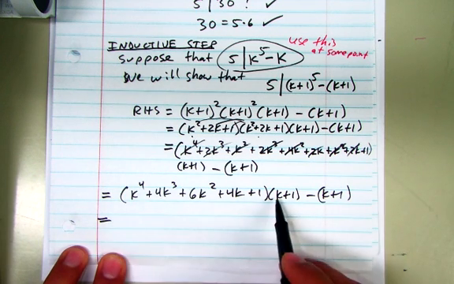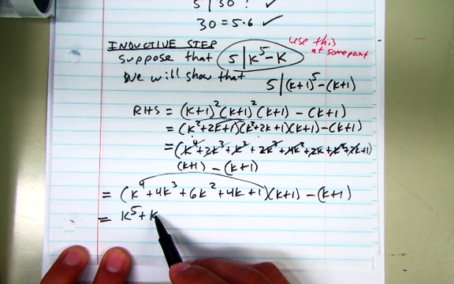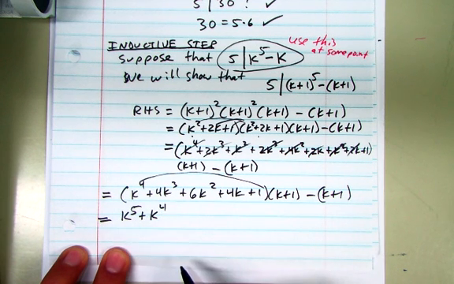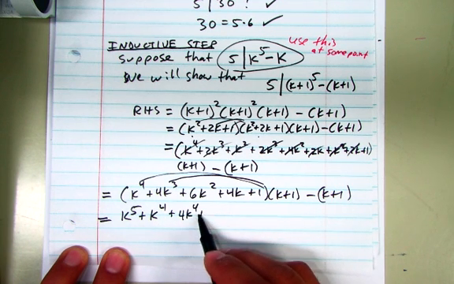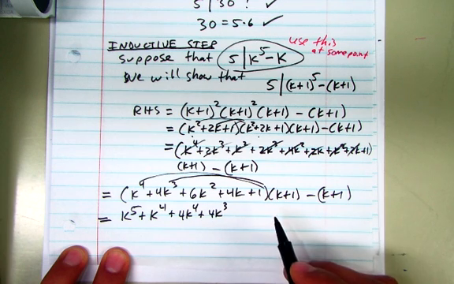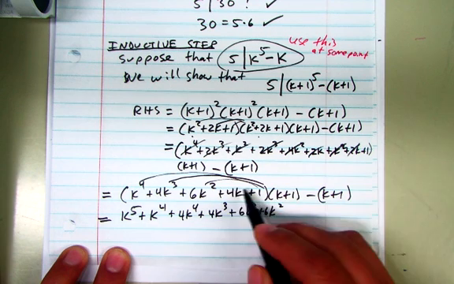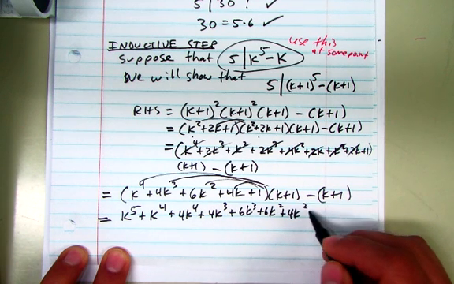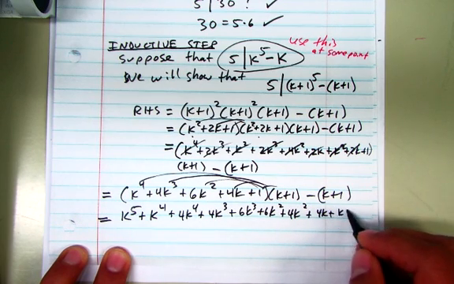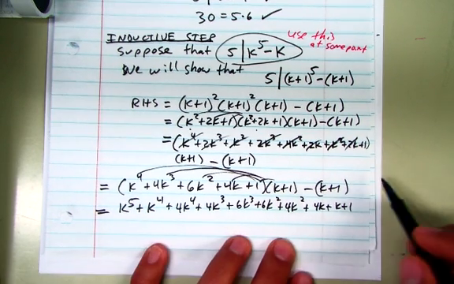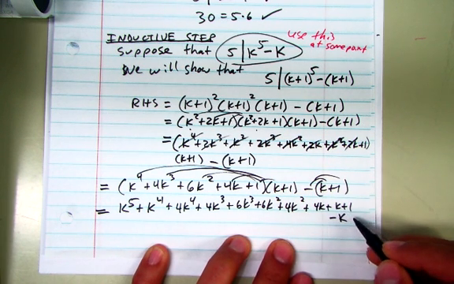Distribute k to the 4 to k plus 1. So now we get k to the 5 plus k to the 4. Distribute 4k cubed. We get 4k to the 4 plus 4k cubed. Now we distribute 6k squared, so 6k cubed plus 6k squared. Distribute 4k, 4k squared plus 4k. Distribute the 1, so that's just k plus 1. And if it's alright with you, I'm going to distribute this negative now, because I'm going to just combine all the like terms. So that'll be minus k minus 1.